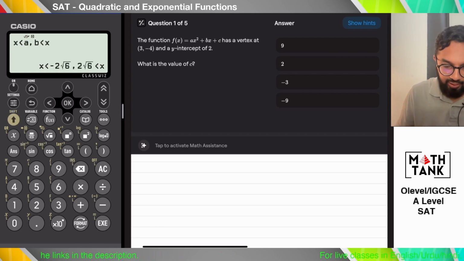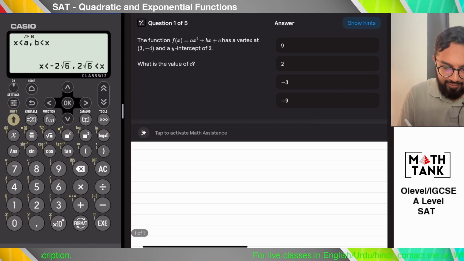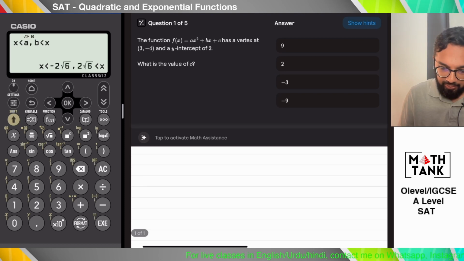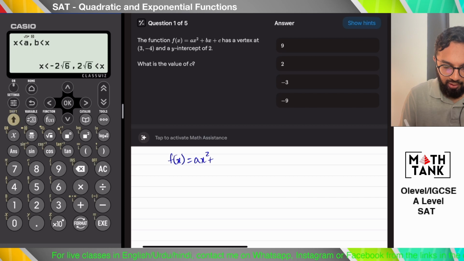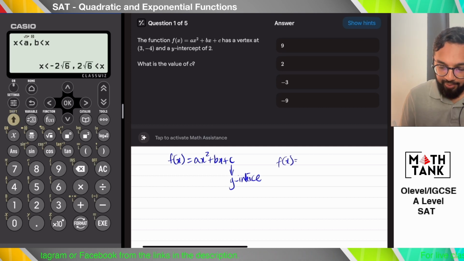Let's see quadratic or exponential functions. It says it has a vertex at this and a y-intercept at 2. So you should know from your lecture that this c is basically the y-intercept. So I'm telling you that the y-intercept is 2. So ax squared plus bx plus 2. Okay, so that's the value of c.